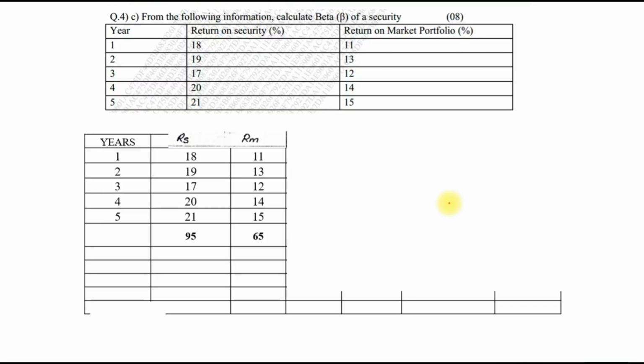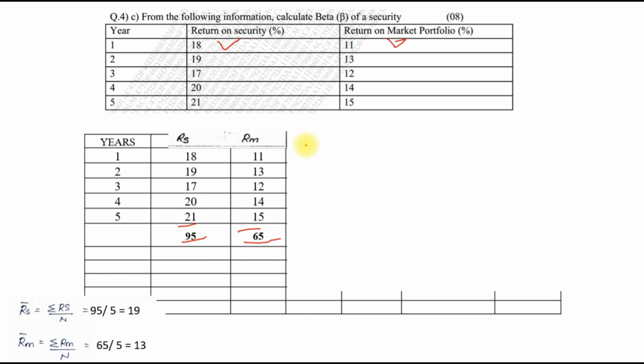Now the next sum was based on calculating beta. They are giving you the return on security and the return on the market portfolio. We noted it down and took the totals. We got the values as 95 and 65. Now we need to find the average of that. So RS bar is 95 divided by 5, which comes to 19. RM bar is 65 divided by 5, which comes to 13.